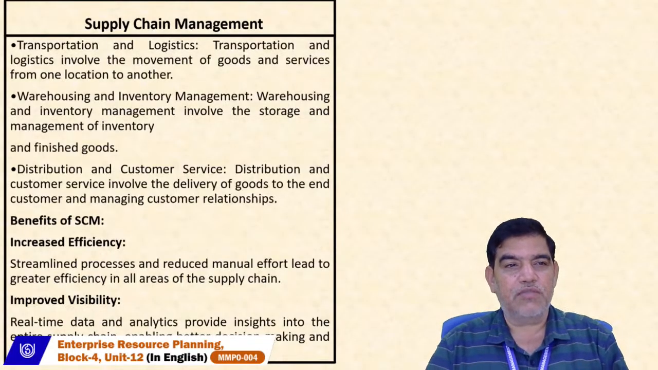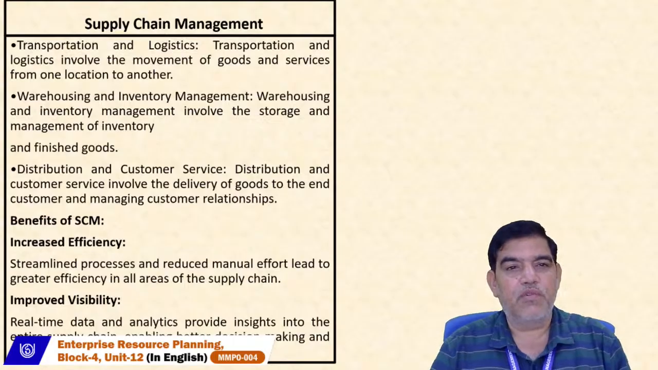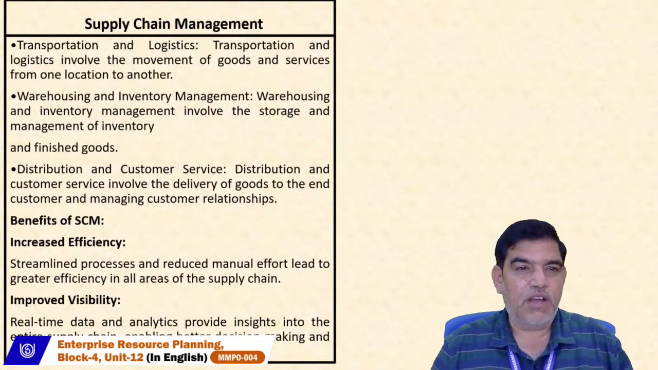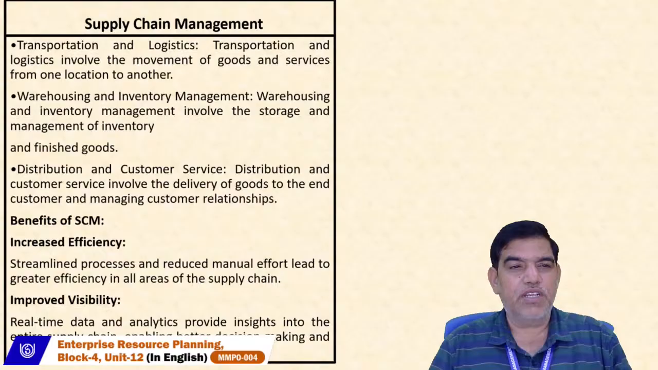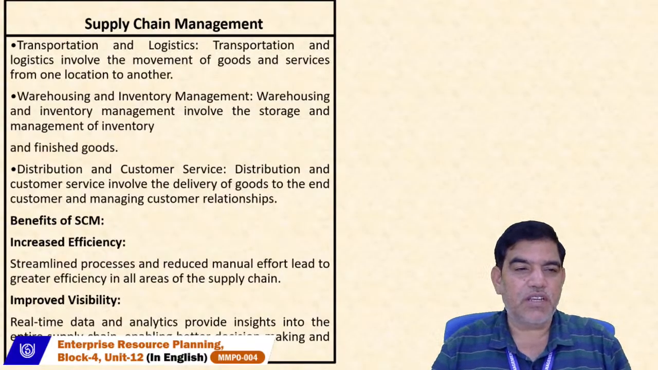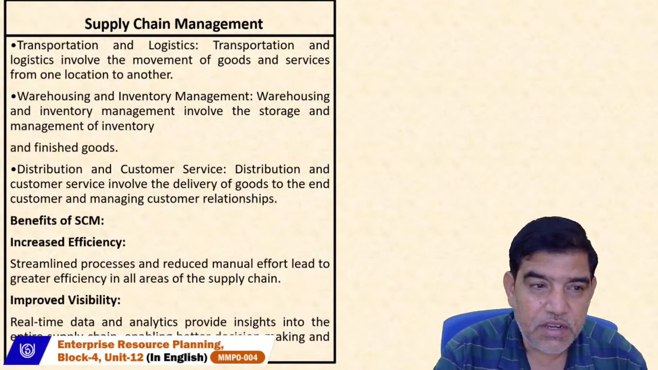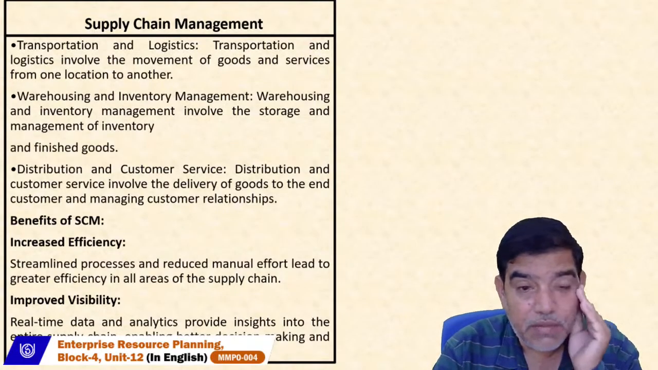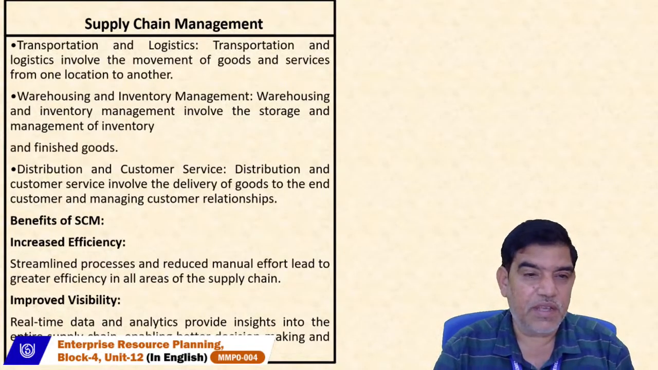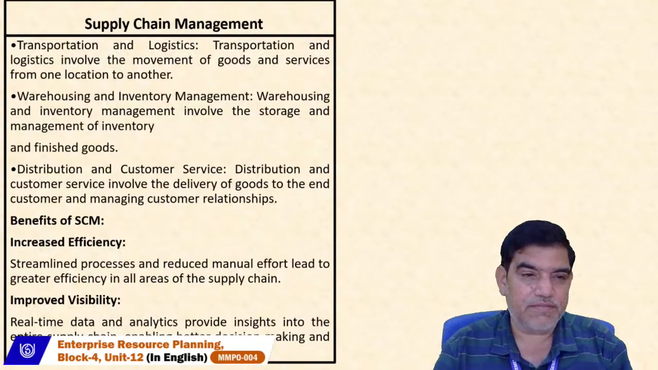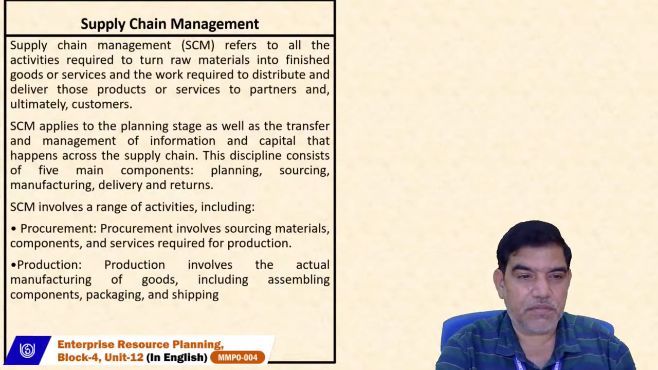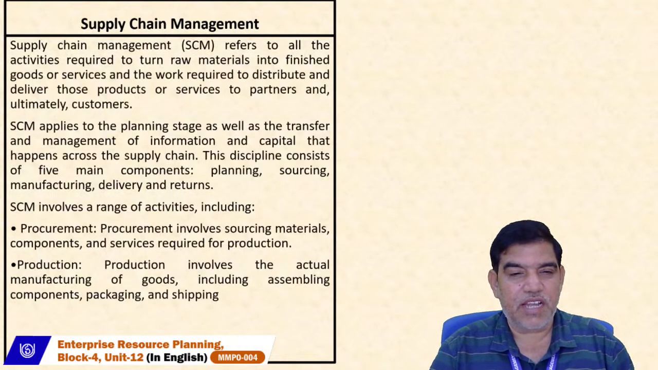Then transportation and logistics. Transportation and logistics involve the movement of goods and services from one location to another. Warehousing and inventory management involves the storage and management of inventory of finished products or goods. Distribution and customer services involve the delivery of goods to the end customer and managing customer relationships. So these are the main benefits of supply chain management and its activities.